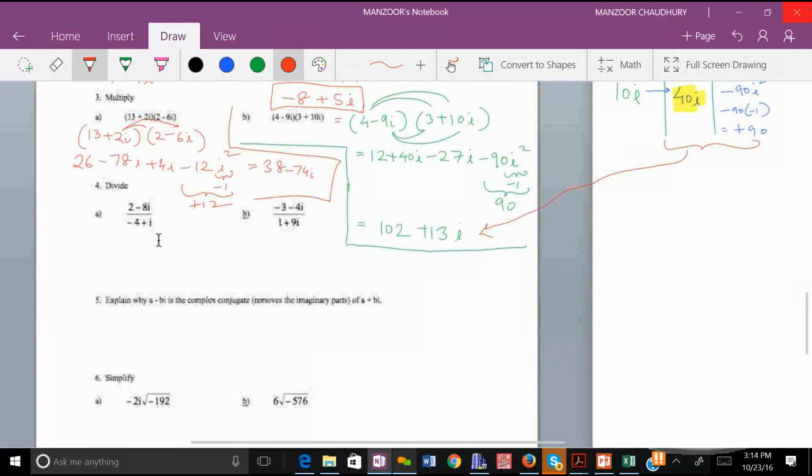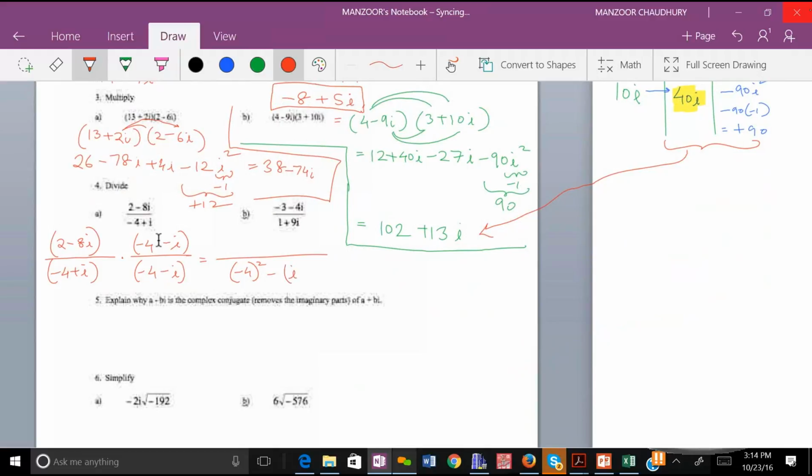Division, you multiply with the conjugate, right? So you have 2 minus 8i divided by negative 4 plus i, multiplied by the conjugate. What is that? Negative 4 minus i. Yeah, negative 4 minus i, right? You do that, you end up with, at the bottom, negative 4 squared minus i squared.